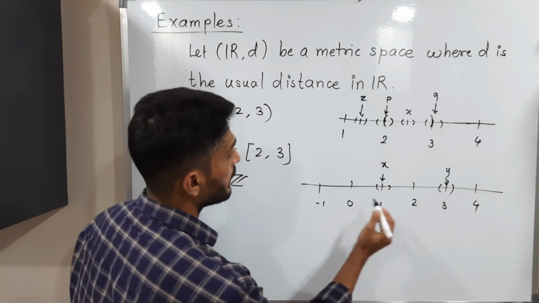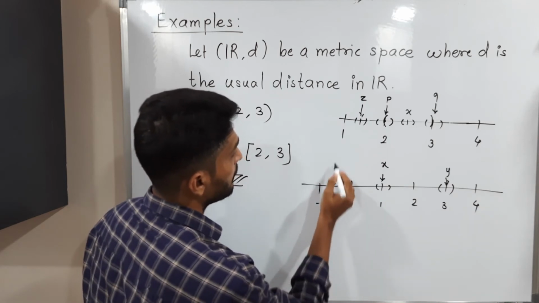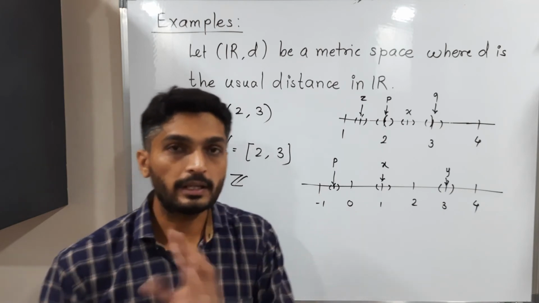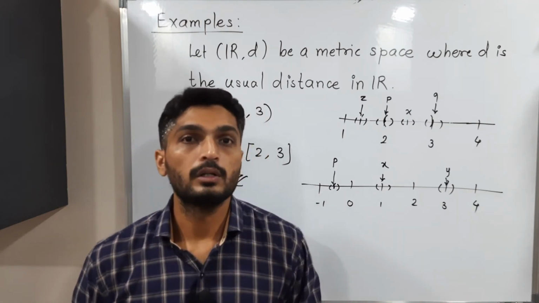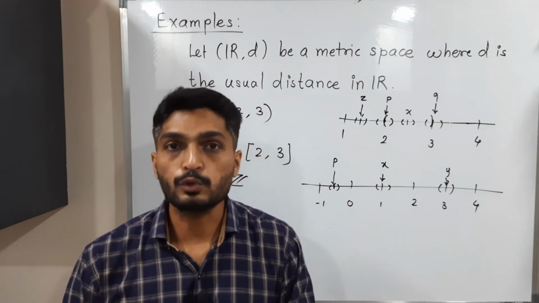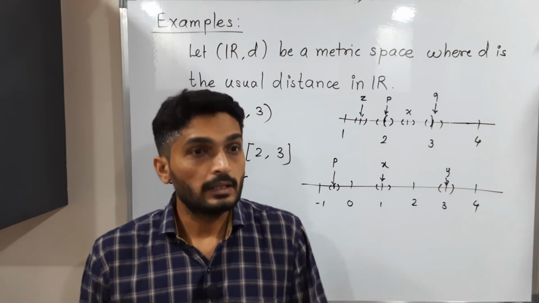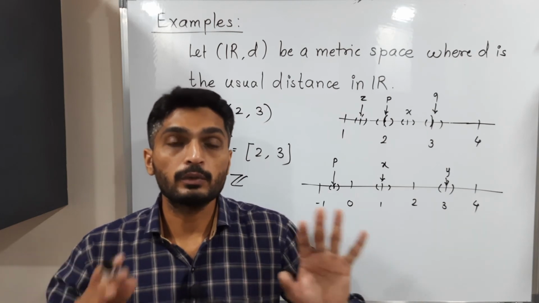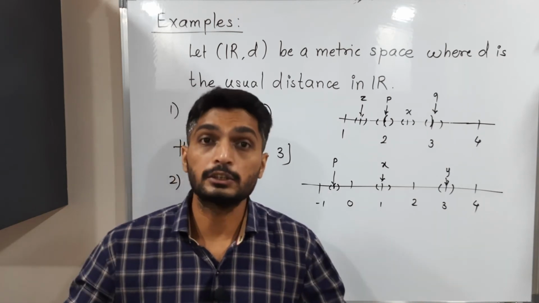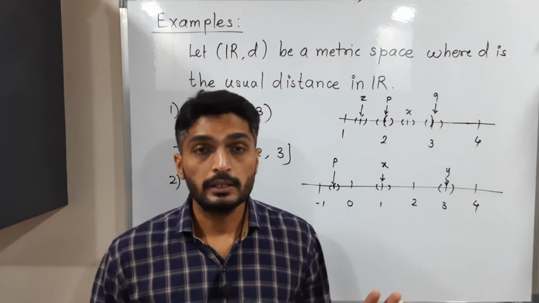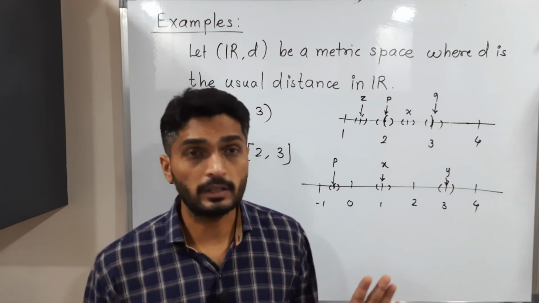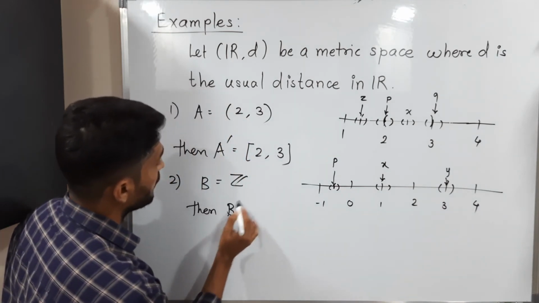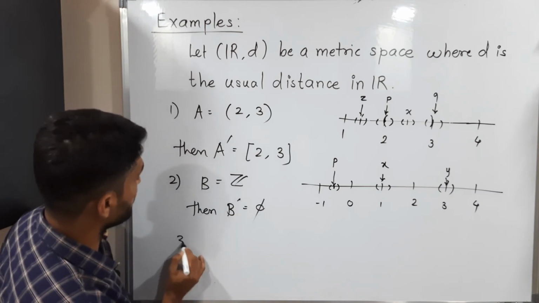If you consider any point p between two integers, getting? If you draw a ball around it, there is no integer in that ball. So that p is also not a limit point. That means we considered all integers, and these are not limit points, and any number other than an integer is also not a limit point. That means we do not get any limit point here. So the derived set B dash is equal to phi, the empty set.